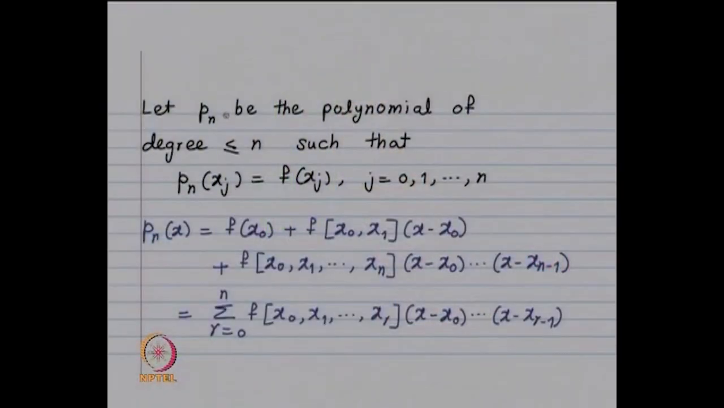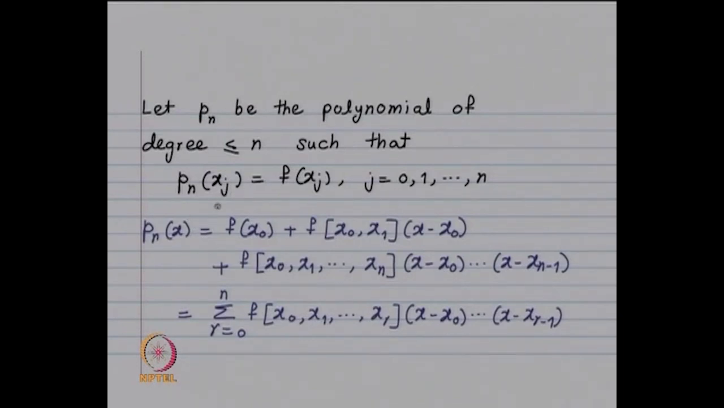So, now this p n into q n is going to be an interpolating polynomial of our function f into g, but p n into q n will be a polynomial of degree less than or equal to 2 n. So, this p n into q n we will split into two parts, and from that we will extract a polynomial of degree less than or equal to n, which interpolates the product function f into g. And once we do that, then we will relate the divided difference of f into g with divided differences of f and of g. So, here is a polynomial p n of degree less than or equal to n, such that p n x j is equal to f x j. It is the unique polynomial which interpolates our given function f at points x 0, x 1, up to x n.